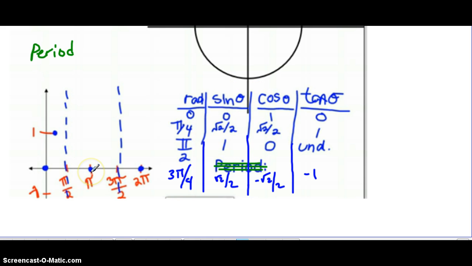So we're going to be plotting our tangent here of -1 when it's 3 pi over 4, and then again it'll be +1 at 5 pi over 4, and then it becomes -1 again at 7 pi over 4.